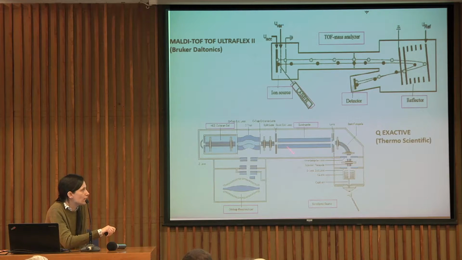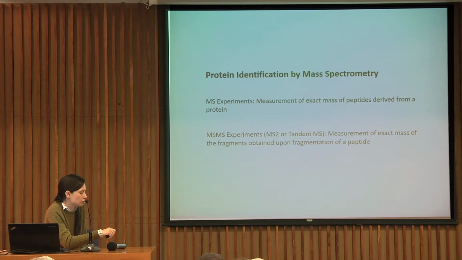When we want to fragment ions, as I was saying, the quadrupole will filter out all those that we're not interested in. They will go into the collision cell where they will be fragmented, and then those fragments will be measured in the Orbitrap analyzer.